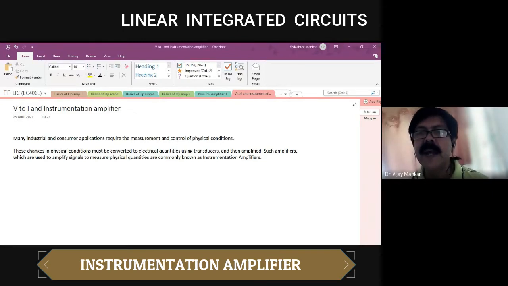So we need to amplify it. And in that case, where the amplitude of a signal is of very low magnitude, we require a certain special amplifier, which should maintain certain good qualities which are required for this instrumentation. And that amplifier is known as an instrumentation amplifier. So here, as I have written, the changes in physical condition must be converted to electrical and amplified. Such amplifiers which are used to amplify signals to measure physical quantities are commonly known as instrumentation amplifiers.